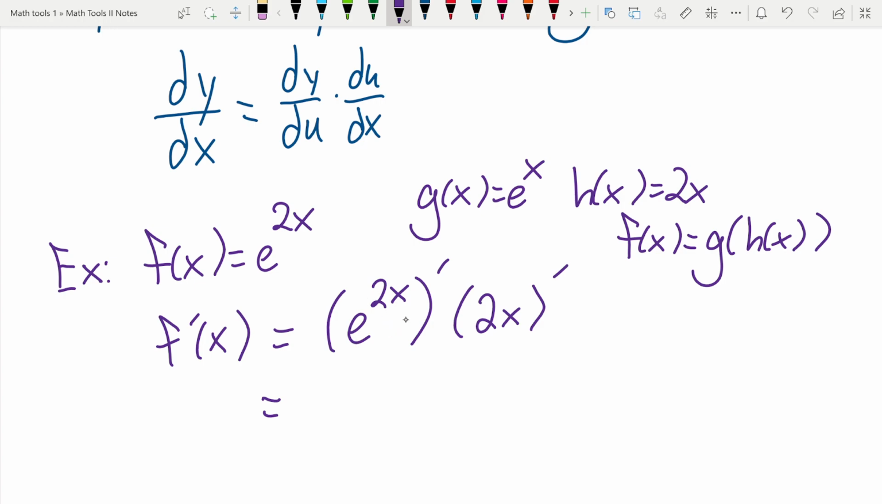So this is like doing the derivative of e to the 2x while ignoring the fact that this is 2x, just treating it as if it was just e to the x. So it's just going to be e to the 2x, because the derivative of e to the x is itself. And then we multiply it by the derivative of the other part, the 2x, so times 2. In other words, this is 2e to the 2x.